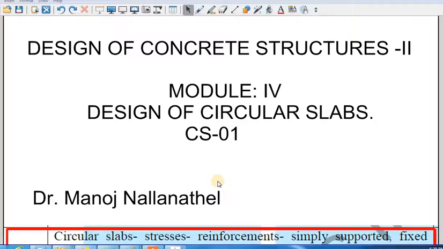Today we'll be discussing another module. We have already completed our water tank, and now there is another module called design of circular slabs. So this is going to be the first lecture on design of circular slabs.